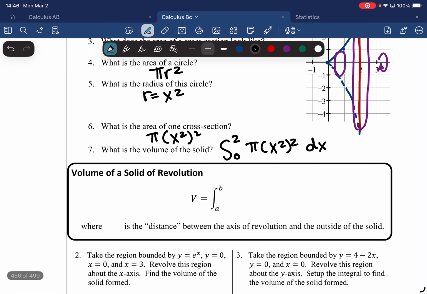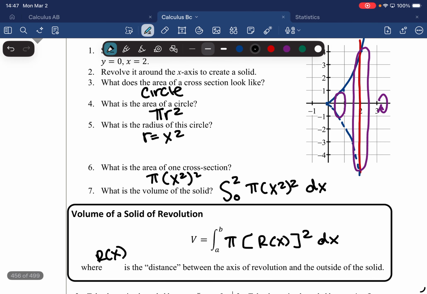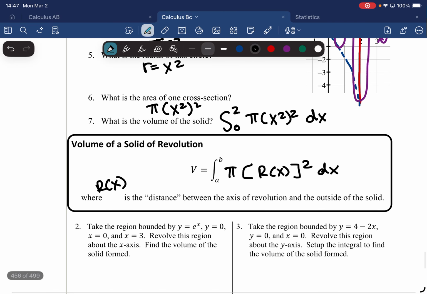This gives us the formula we follow for the volume of a solid of revolution. The volume is equal to the integral from a to b of pi times capital R of x, squared, dx, where capital R of x is the distance between the axis of revolution, in our case the x-axis, and the outside of the solid. The outside of that function was x squared. Any questions so far?